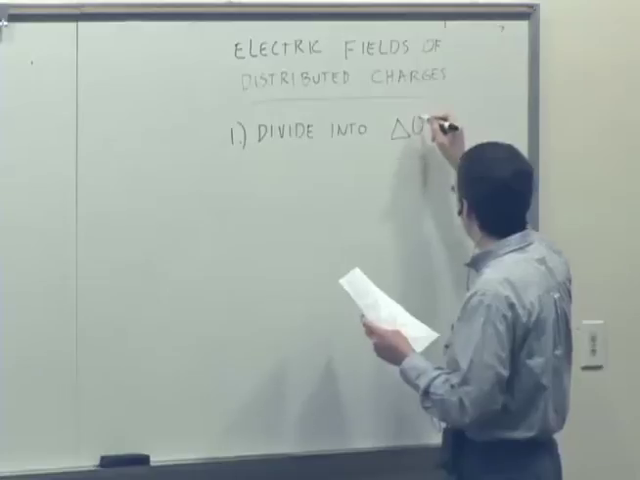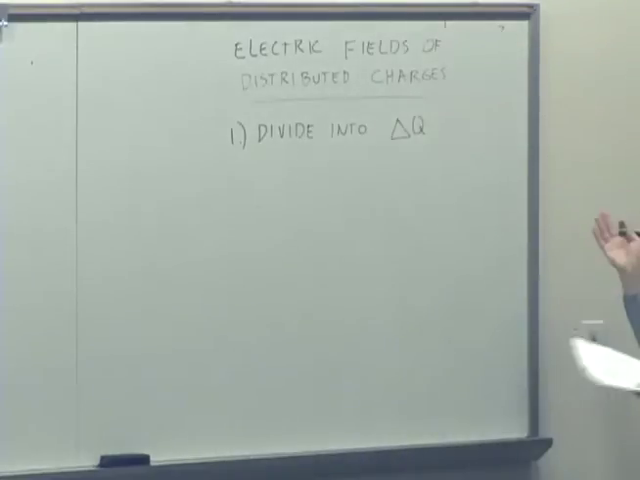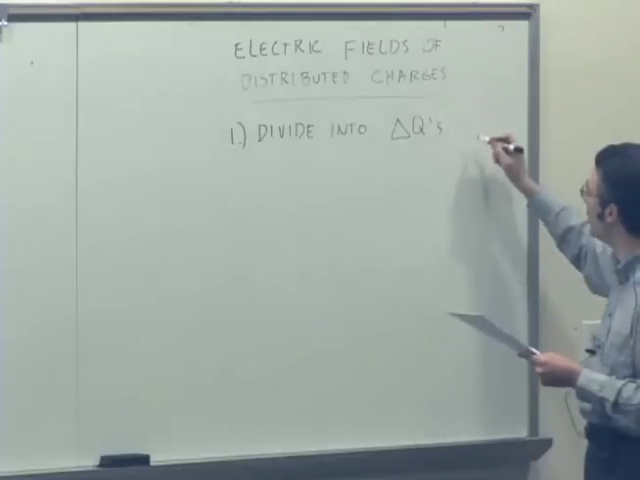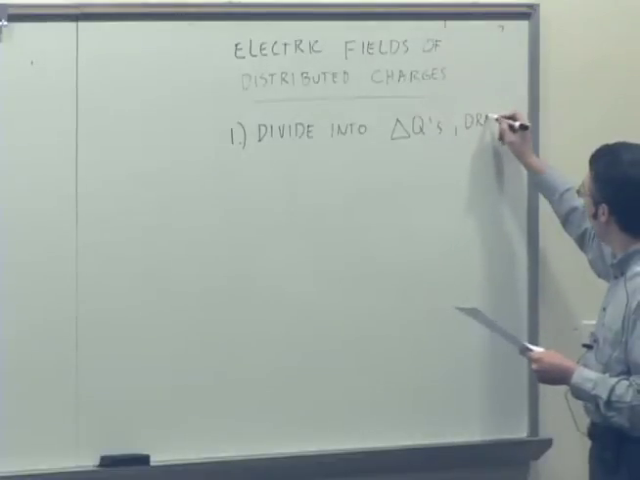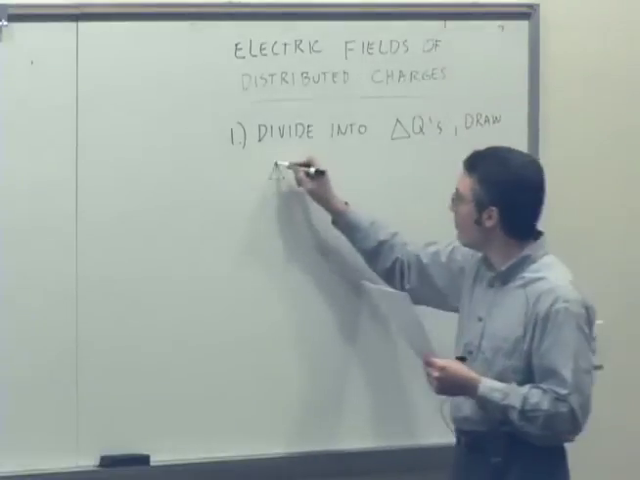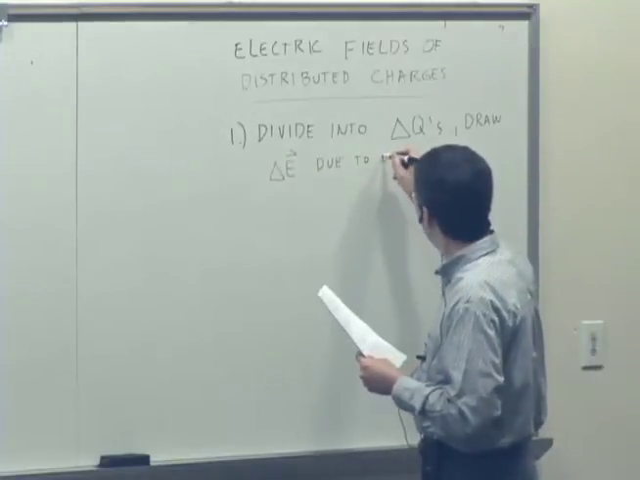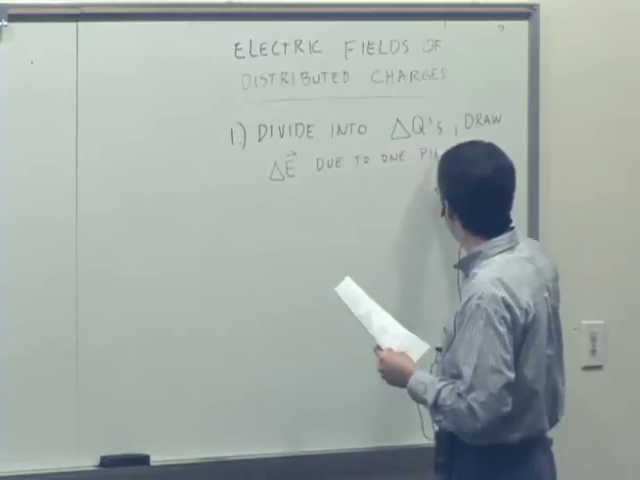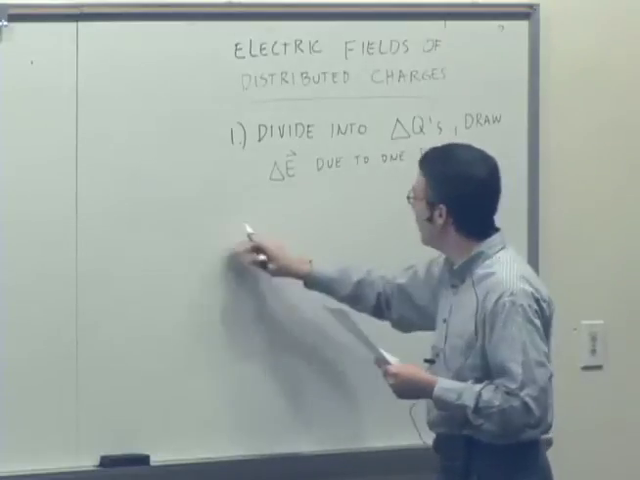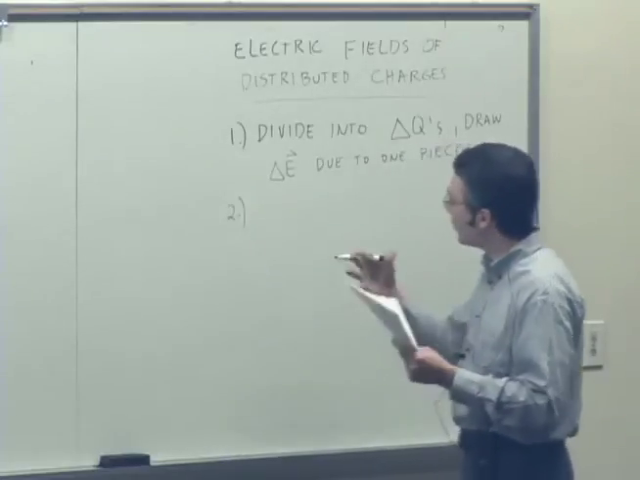into small pieces, calling the charge of each piece delta Q. Okay, so you divide it up into your delta Qs, and then you draw a delta E due to one piece, just to see how it behaves and get a sense of how things are going to be put together.